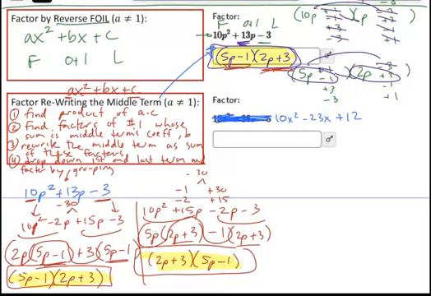All right. So I want you to try, notice I changed the problem. I want you to try this problem right here. Can you factor 10x squared minus 23x plus 12, using either of those methods? You can either reverse FOIL or you can rewrite the middle term. I'm going to show you both here so you have some options, but I want you to try whichever method you feel works for you.